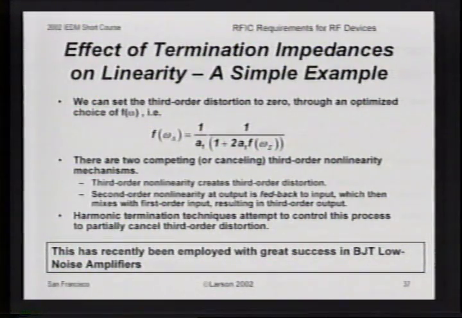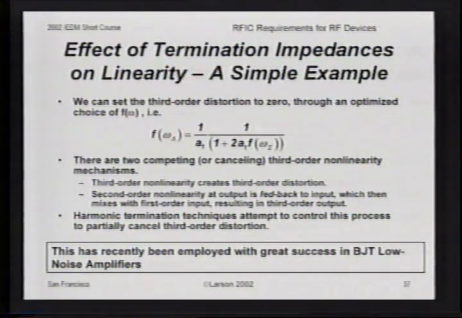Now you might ask yourself, how does this work? Well, basically there are two essentially competing mechanisms that generate third-order distortion in these devices. One is the intrinsic third-order nonlinearity, the A3 term in the power series expansion. And then the other is the second-order nonlinearity at the output, which through feedback is fed back to the input, and then that feedback signal mixes with the desired signal again through a second-order nonlinearity, and the result, 2 + 1 = 3, is a third-order nonlinearity.